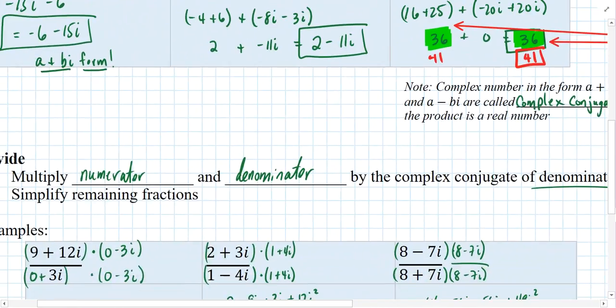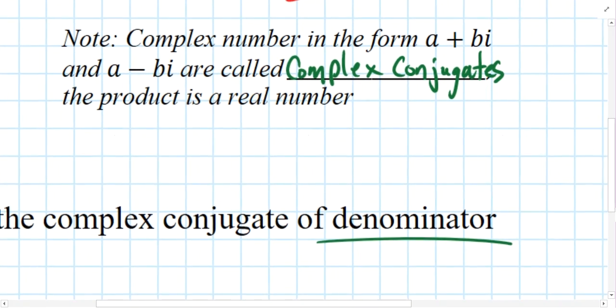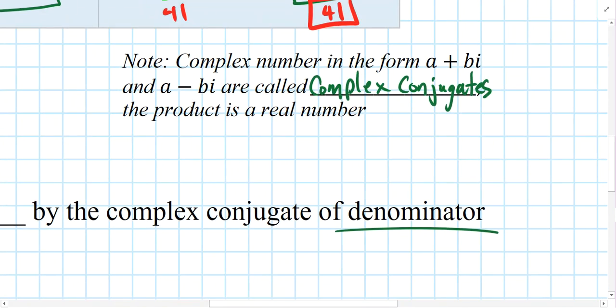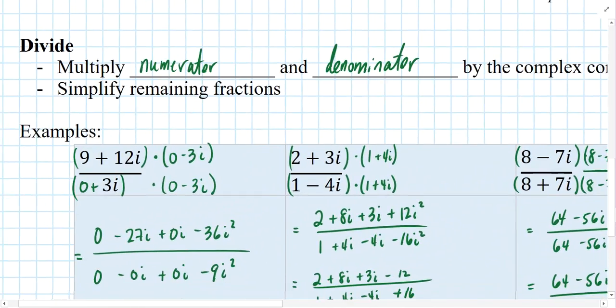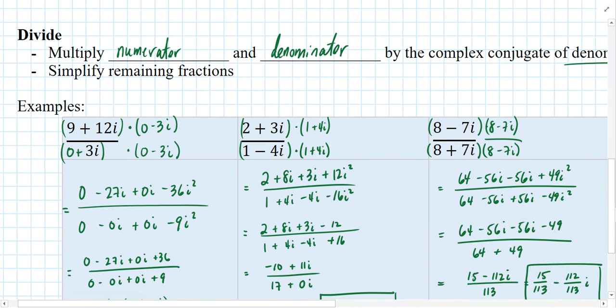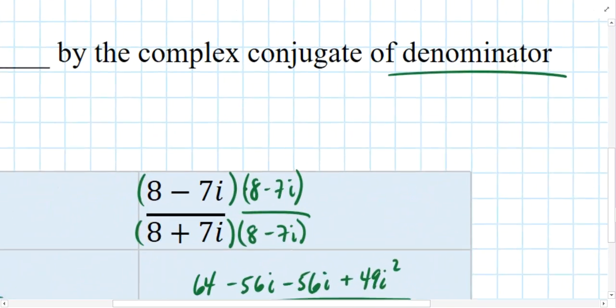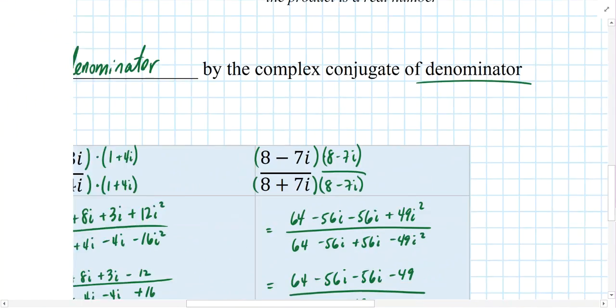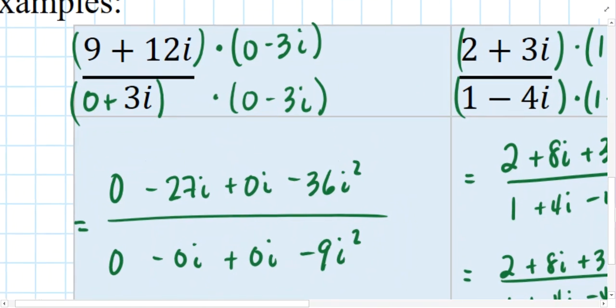As far as the new stuff goes, something we haven't talked about yet in class are these things called complex conjugates. And we have to use them in order to complete the division process of complex numbers. So we simply multiply the numerator and denominator by the complex conjugate of the denominator. So we look at the denominator and decide what the complex conjugate is, and then we multiply the numerator and the denominator and simplify from there.